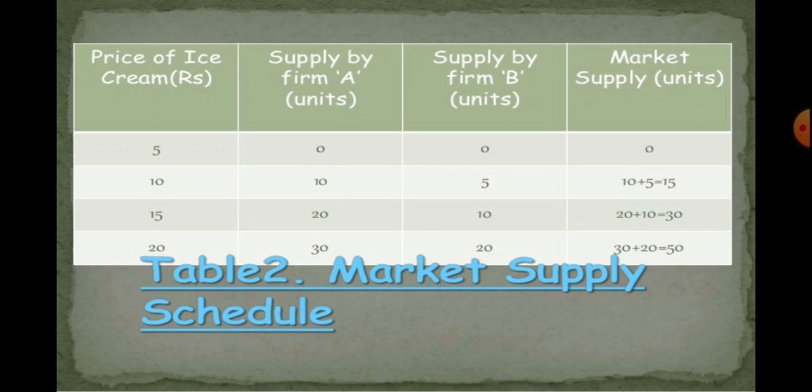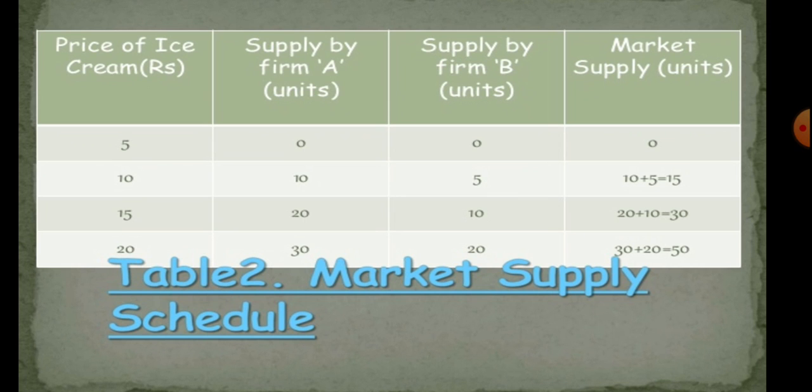After this, this is about the market supply schedule. The market supply schedule shows the price of ice cream, then supply by firm A, supply by firm B, then market supply. It is clear from the table that there is a positive relationship between the price and the supply by firm A, the price and the supply by firm B, and the price and the market supply. Now, what about the market supply? Market supply is the summation of all the individual firms selling the same commodity.